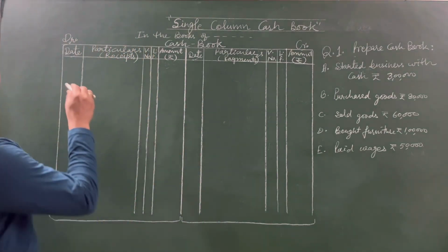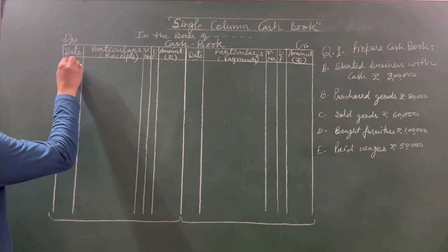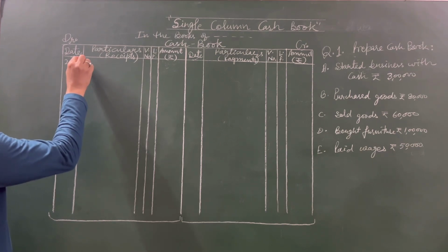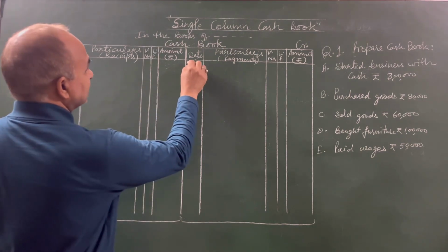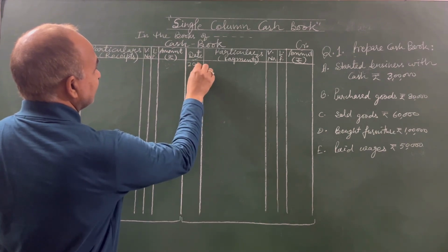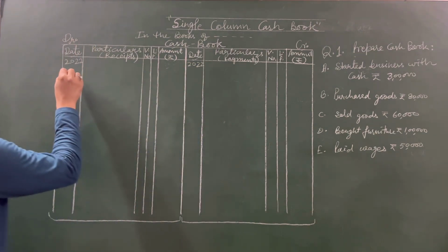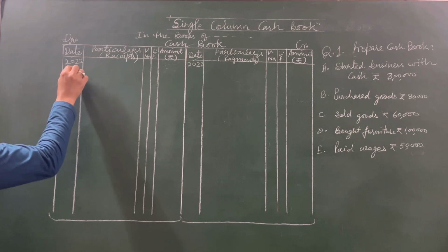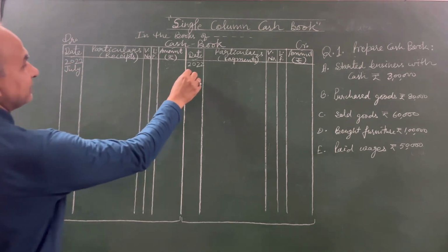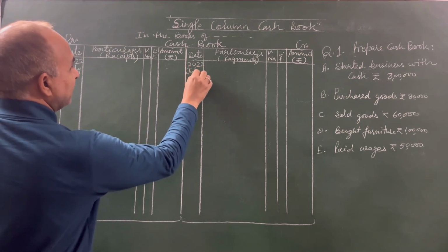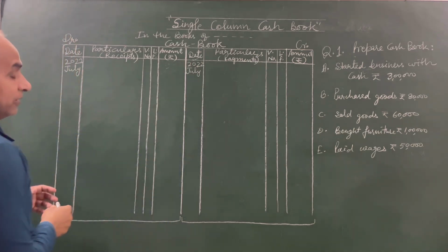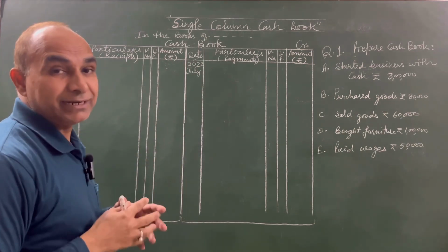Suppose this is the year 2022. Both sides we will write 2022. Suppose this is the month of July. We will mention here month July. Both sides it is July. Now we have to record the opening balance.